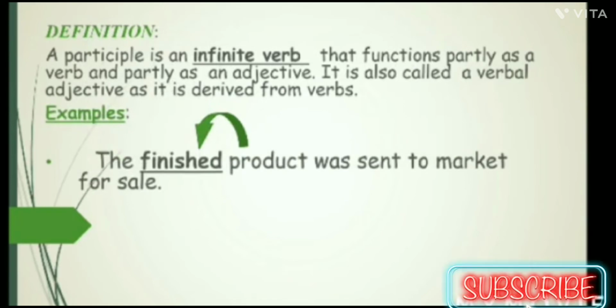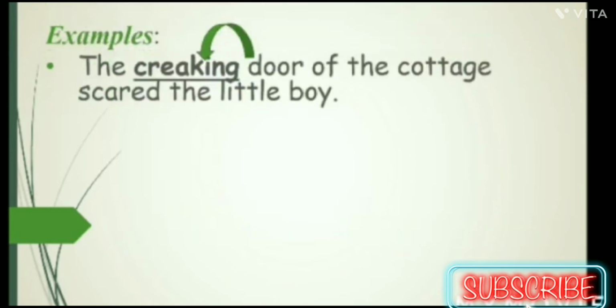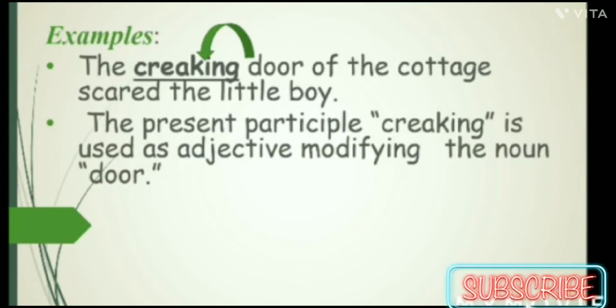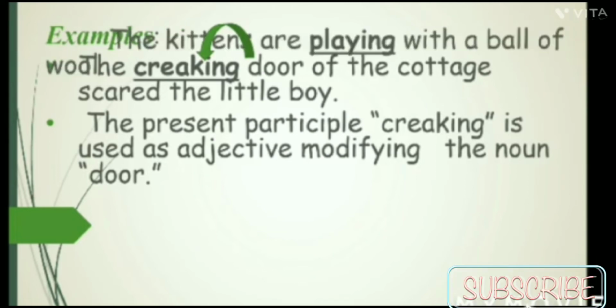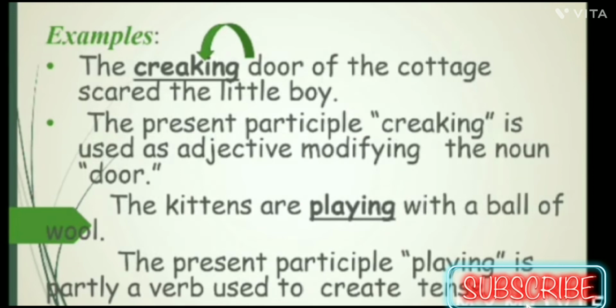Example: the finished product was sent to market for sale. The past participle finished is used as adjective modifying the noun product. An example of present participle: the creaking door of the cottage scared the little boy. Here, the present participle creaking is used as adjective modifying the noun door. The kittens are playing with a ball of wool. Here, the present participle playing is partly a verb used to create tense.